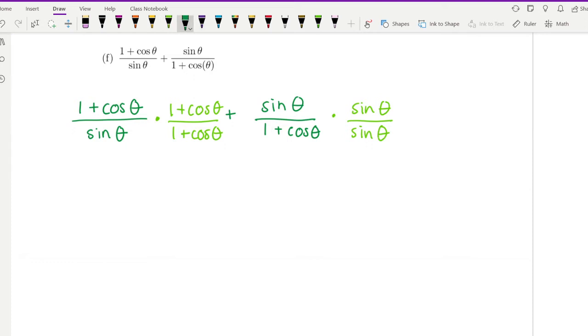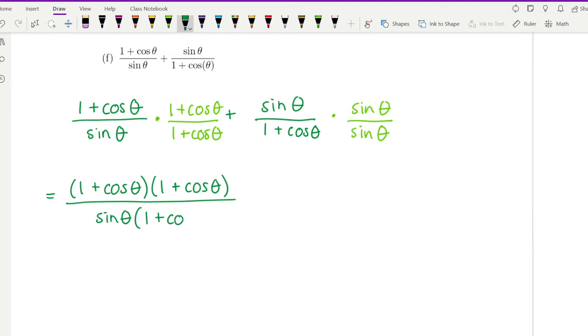So let's multiply that, and we're going to maybe not multiply the denominator out, but let me just write all this out first. So we have 1 plus cosine of theta times 1 plus cosine of theta. That's the numerator of the first fraction. And then in the denominator, we have sine of theta times 1 plus cosine of theta. And then the other fraction is going to be sine of theta times sine of theta, so that's sine squared of theta. And again, the same denominator. That's going to be sine of theta times 1 plus cosine of theta.